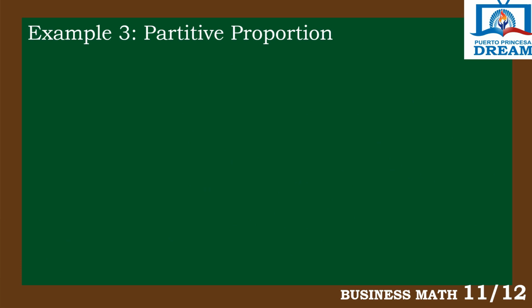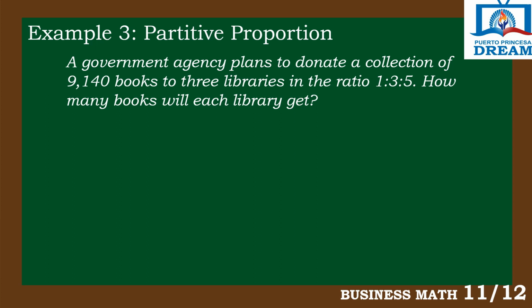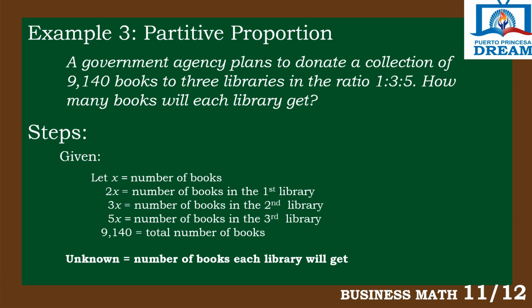Example 3, we have partitive proportion. A government agency plans to donate a collection of 9,140 books to 3 libraries in the ratio 1:3:5. How many books will each library get? So for the steps, again, we have to write the given and the unknown. Given, let X be the number of books, 2X is equal to the number of books in the first library, 3X would be the number of books in the second library, 5X would be the number of books in the third library, and the total number of books is 9,140. For the unknown, it will be the number of books each library will get.